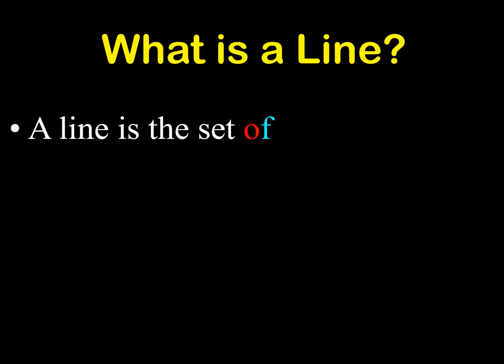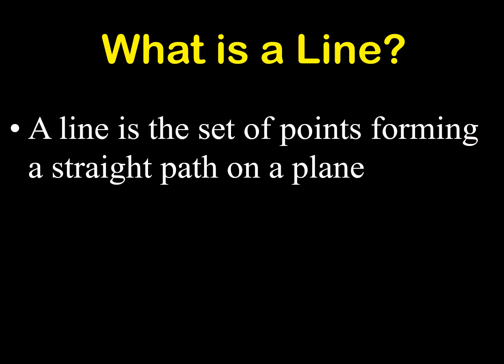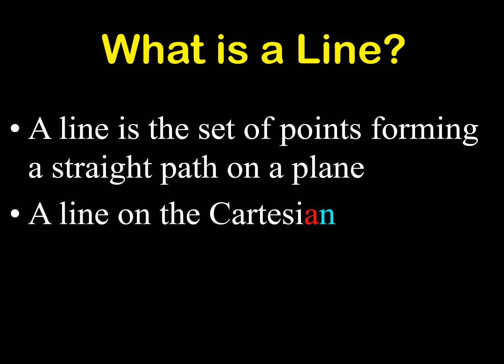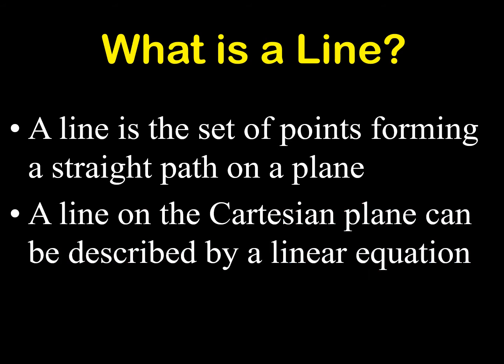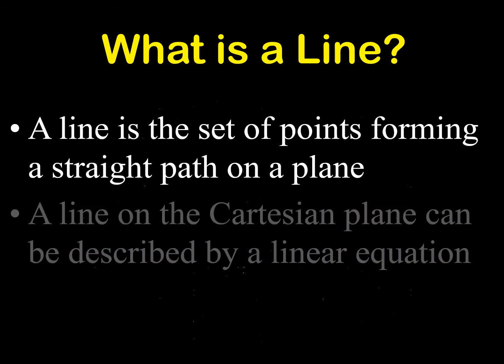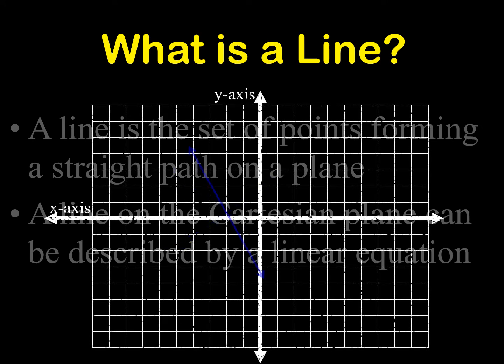What is a line? A line is the set of points forming a straight path on a plane. A line on the Cartesian plane can be described by a linear equation. So suppose we have this Cartesian plane, and we have this line sloping up to the right.